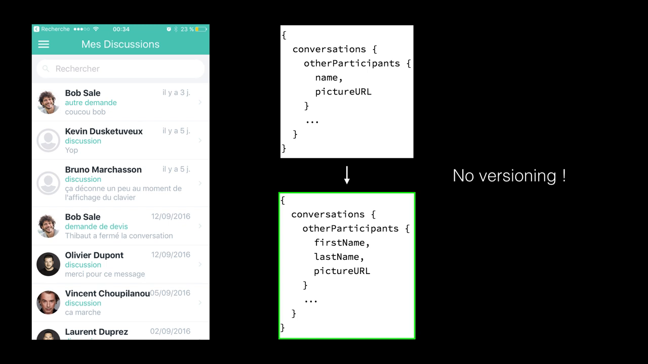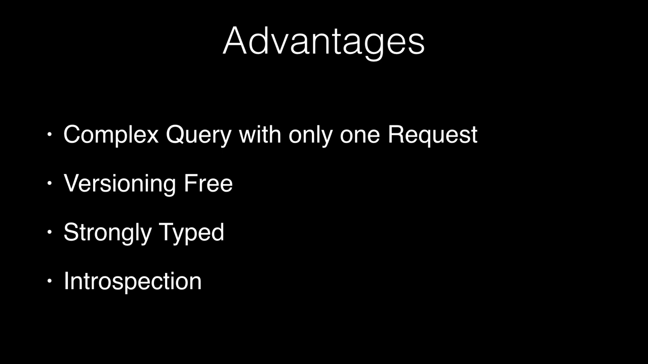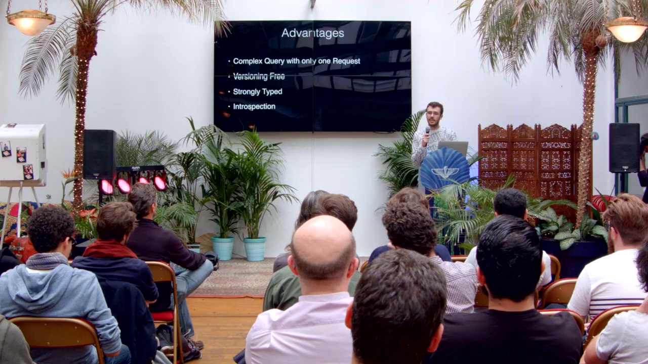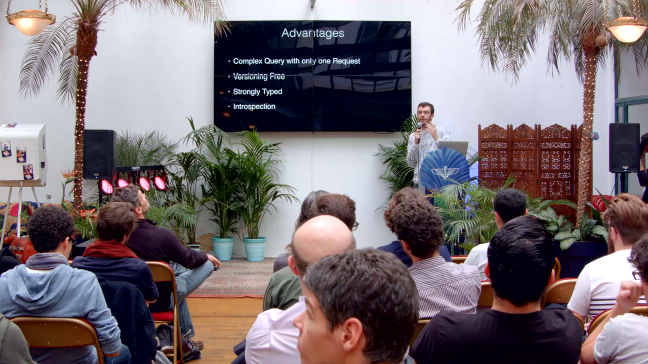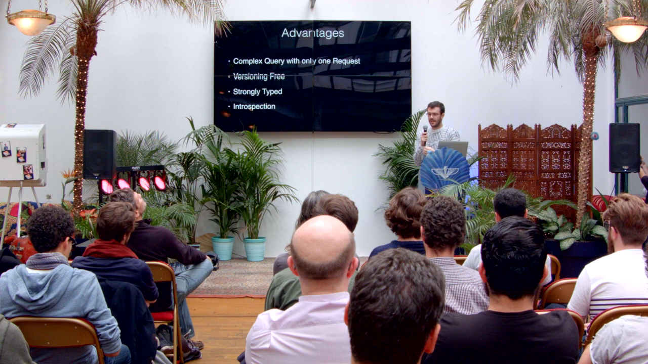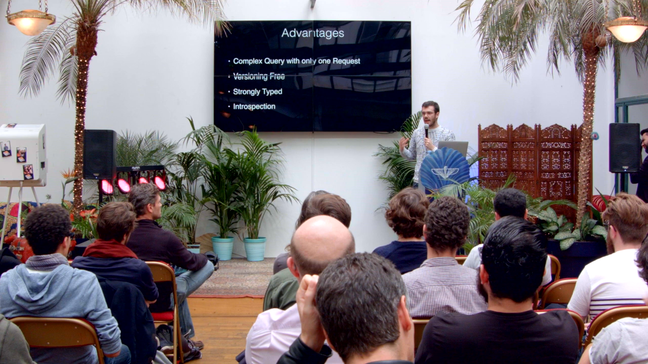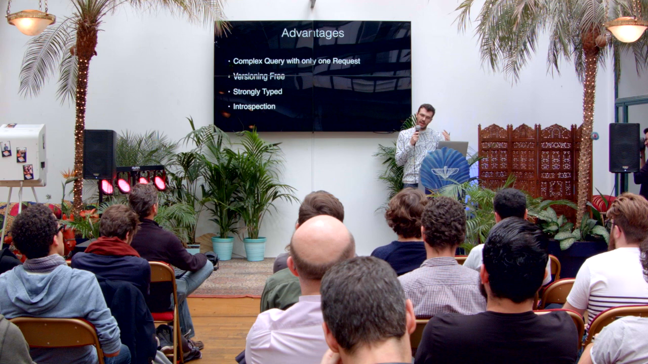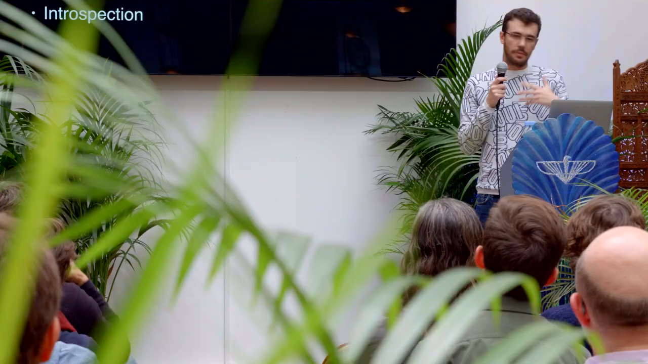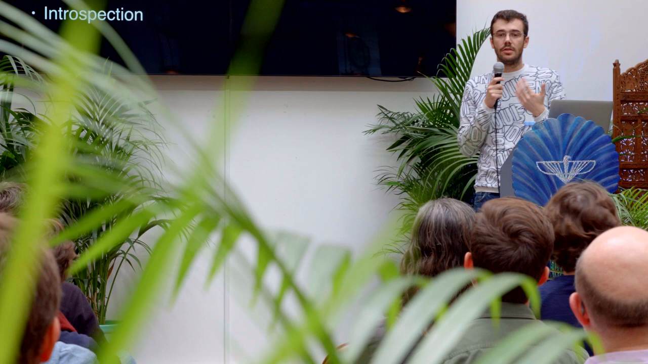So GraphQL has a lot of advantages. You can make complex queries with only one request without using any versioning. It's strongly typed, and that's great, because if you make some mistake in your query, the server will tell you, okay, here you want a string, but it's not a string, so it won't work. Here you're asking for the field called me, but this type doesn't have me, so it won't work. And the other thing is that with types, you can now have introspection. You can have tools that introspect how your schema is constructed and generate documentation, check at build time that your queries are well-formed, and other crazy stuff.